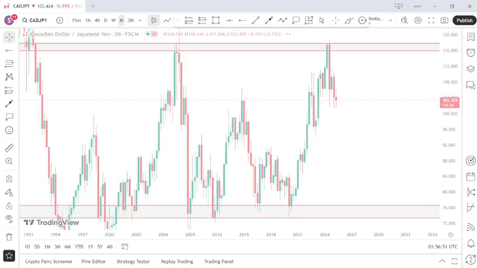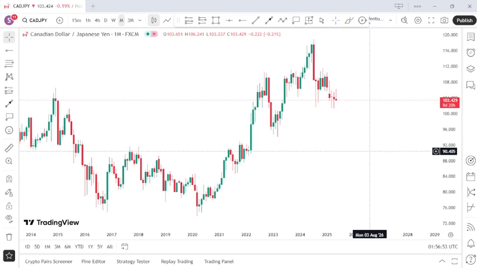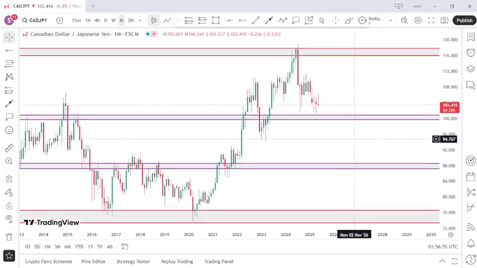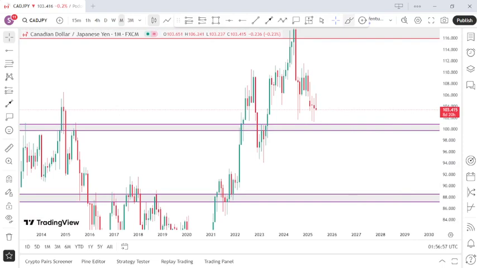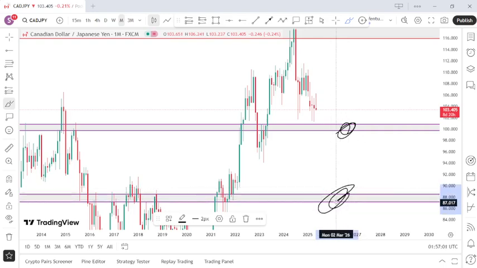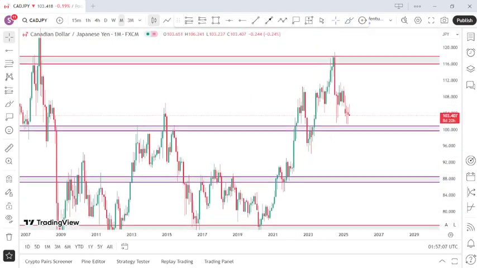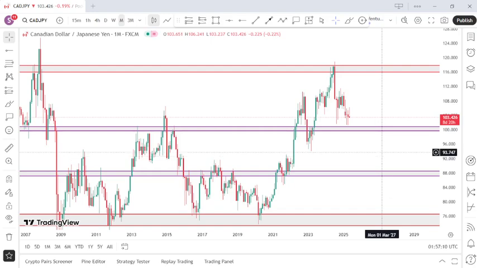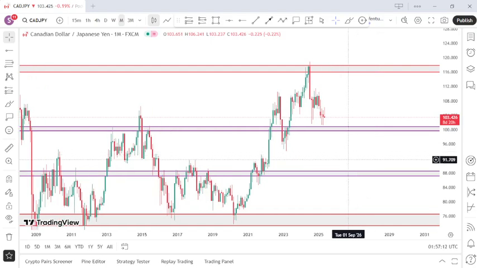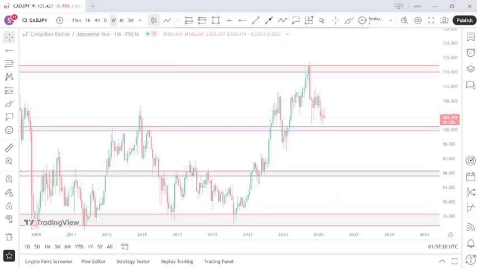So let's go to the monthly. On the monthly time frame, I have my monthly upper zone here, my monthly lower zone here. Like I said earlier, we are looking at a bearish market, so we are going to be looking for selling opportunities. There's really not much to say on the monthly time frame. So let's go to the weekly time frame.